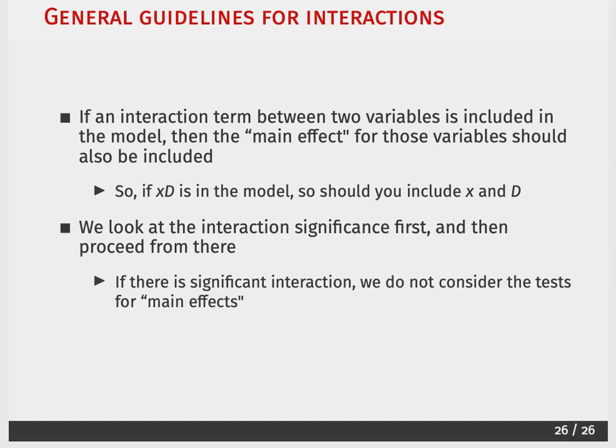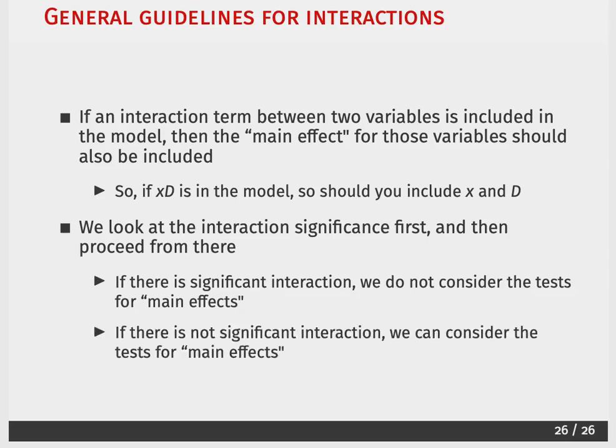If there is a significant interaction, we don't really consider the tests for the main effects. We're really interested in the significant effect, right? Because there are clearly different effects of our x on our y given different groupings. And if there isn't a significant interaction, we mostly are then interested in the main effects, right? We're interested in the actual additive effects of our covariates.